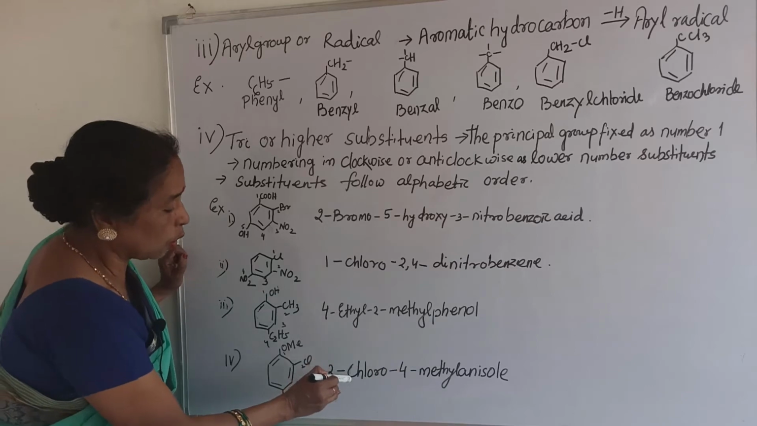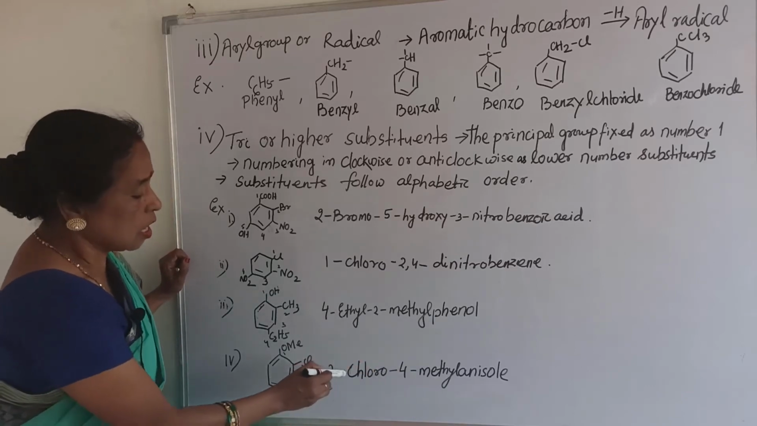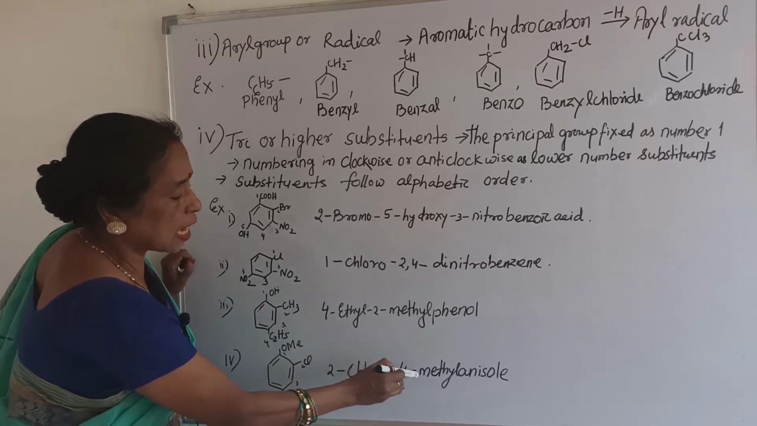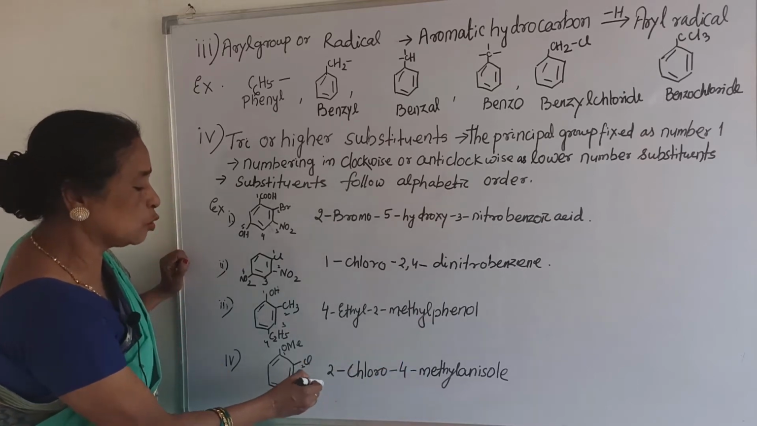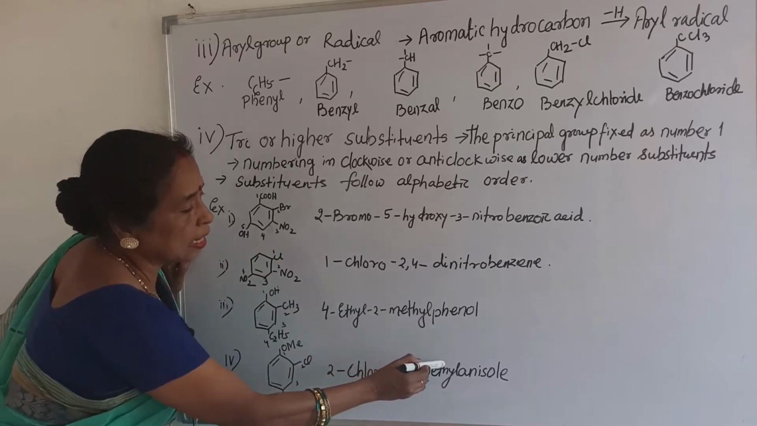It also follows the rule of alphabetical order. Chlorine, C, comes first, methyl, M, next. So the name is 2-chloro-4-methylanisole.